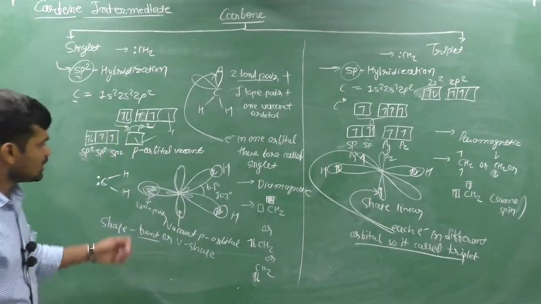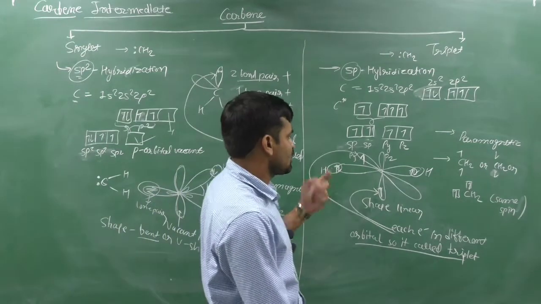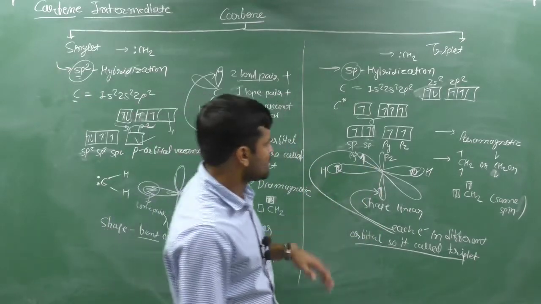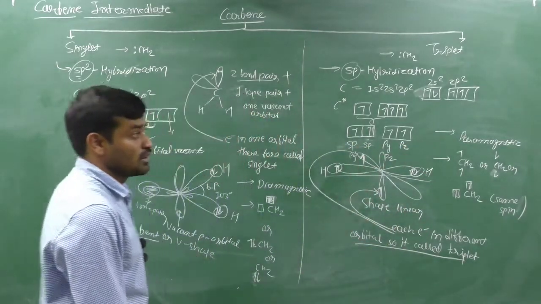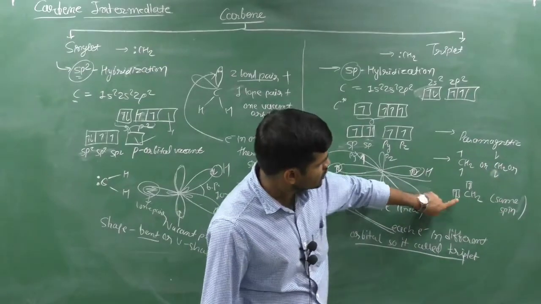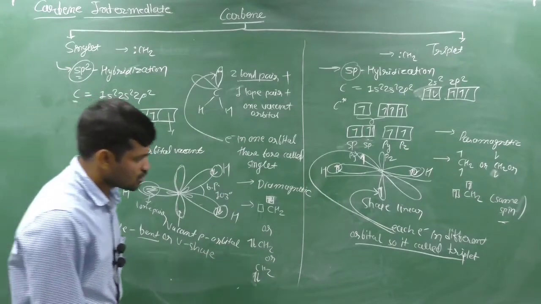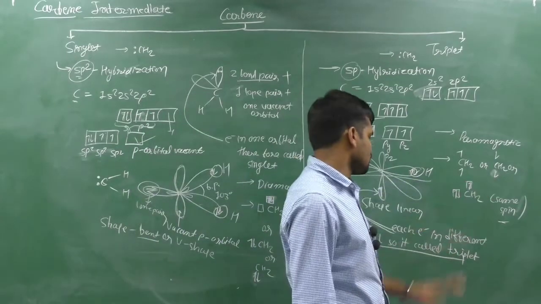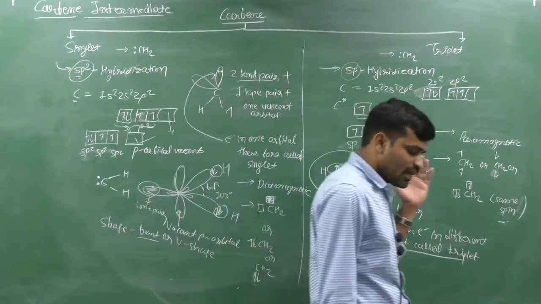Clear? What is the difference? In singlet carbene, two non-bonded electrons are present on the same p orbital, but in triplet carbene, they are present on different p orbitals. So the shape is linear. It is paramagnetic due to the unpaired electrons, and it is represented as CH2 with two electrons, and both electrons have the same spin. If one is plus half, then the second one is also plus half. If one is minus half, then the second one is also minus half. Clear?